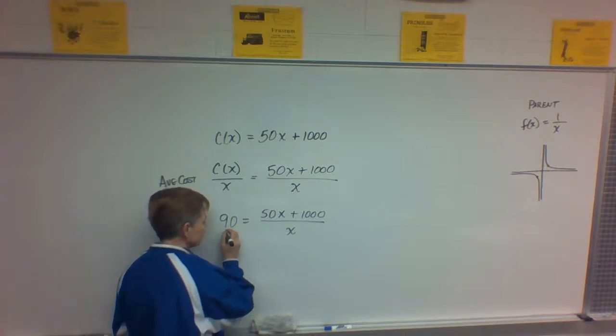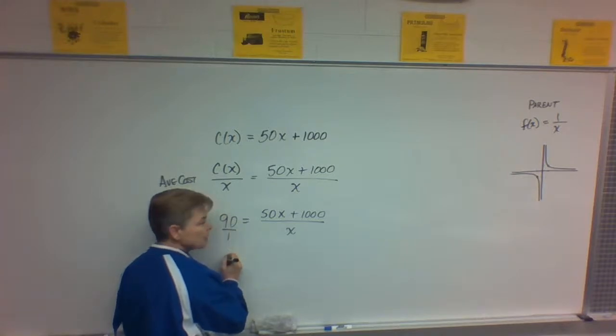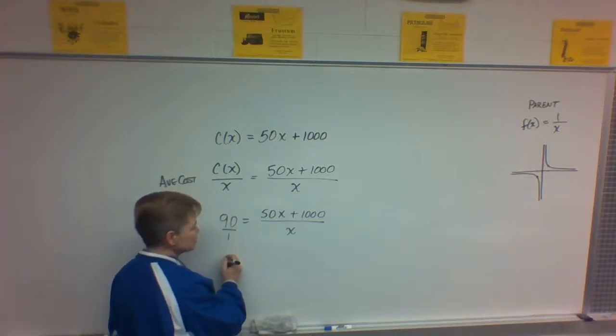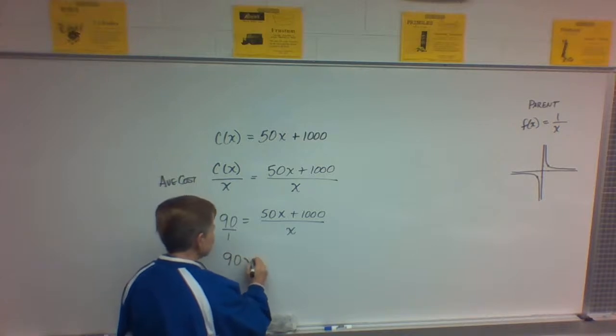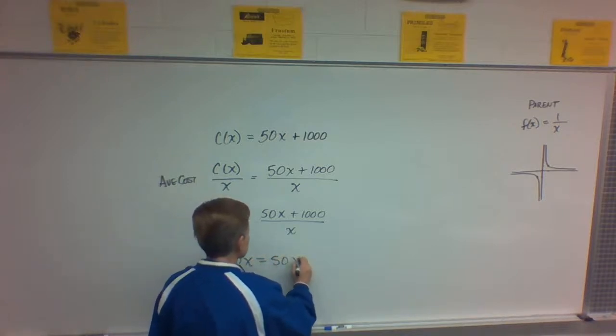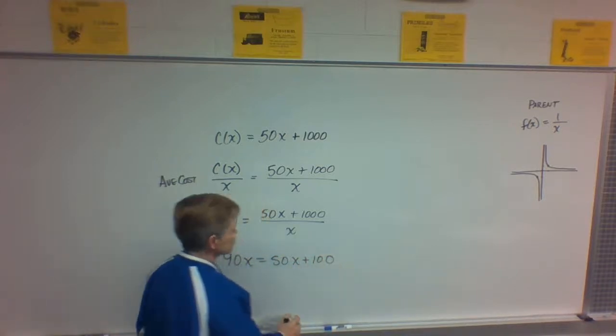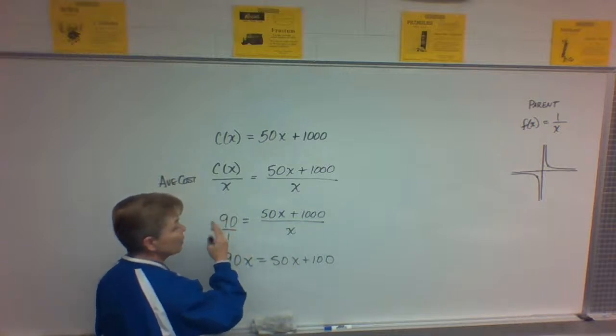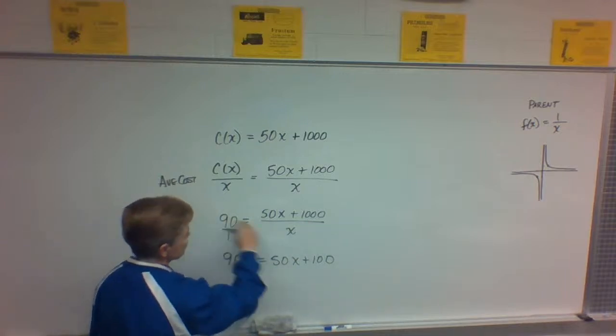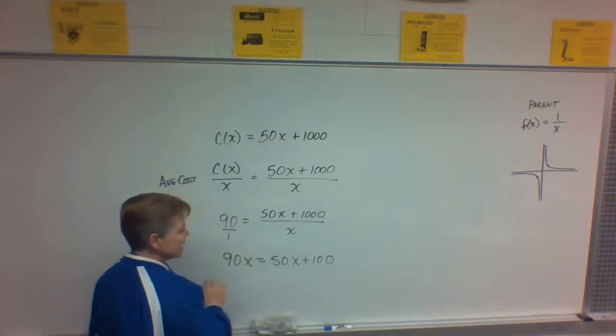Let me give you a hint. It doesn't have to do with the graph. Cross multiply. Oh, wow. 90x equals 50x plus 1,000. That is not a hard thing to solve. It may have looked hard here, but as soon as you say, oh yeah, cross multiply, it's a great tool. Do that, equals this. Now it's easy.